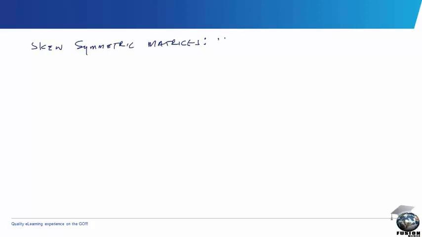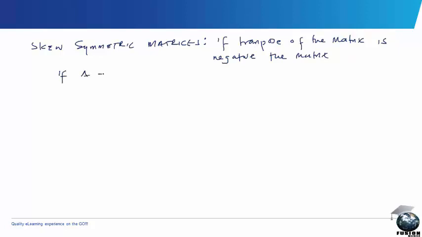Or if the transpose of the matrix is the negative of the matrix. We are saying that if we have a matrix A, its transpose will be minus A. Transpose will give you minus A, the negative values.